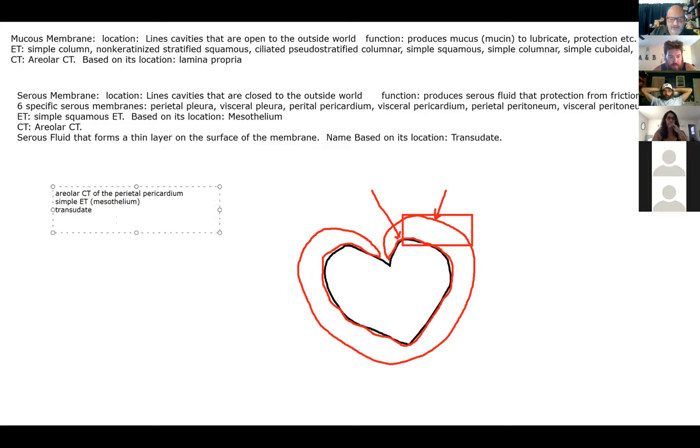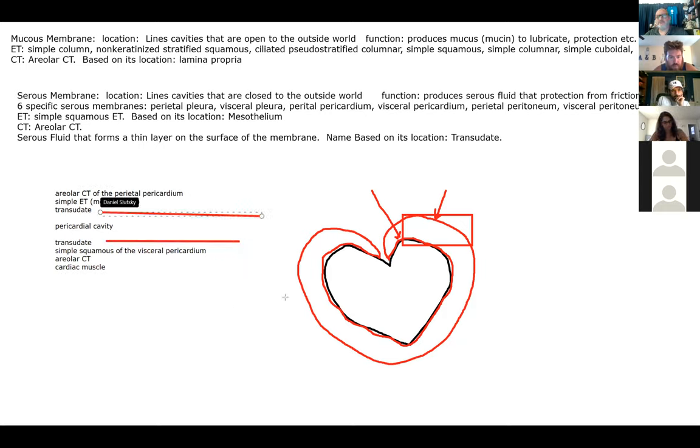Then there would be the pericardial cavity. And then there would be more transudate. And then there would be the simple squamous of the visceral pericardium. And then the areolar connective tissue of the visceral pericardium. And then underneath that would be cardiac muscle. Right? So notice the transudate lines both sides of the pericardial cavity, making them both slippery so that they glide against each other. Does that make sense? Excellent. In fact, it gets even better.